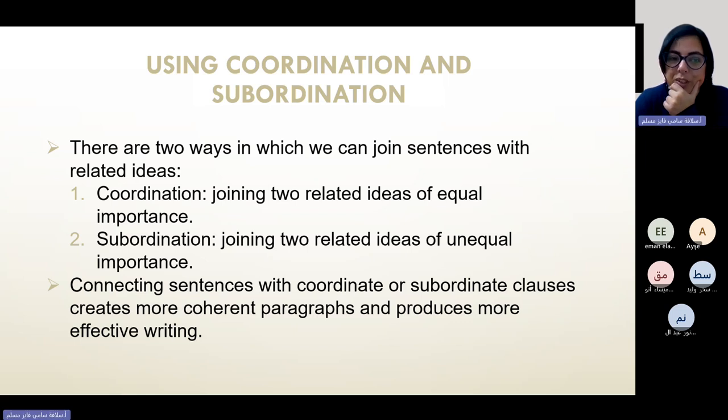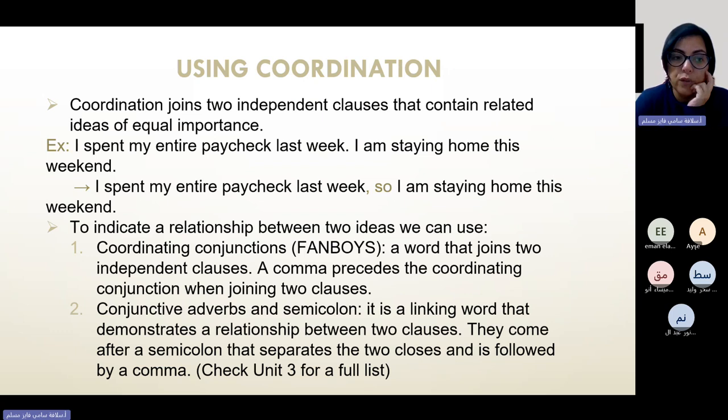Connecting sentences with coordinate or subordinate clauses creates more coherent paragraphs and produces more effective writing. You remember the fanboys? You remember however, after all, thereafter, all of these are coordination and subordination conjunctions. Okay? Coordination joins two independent clauses that contain related ideas of equal importance.